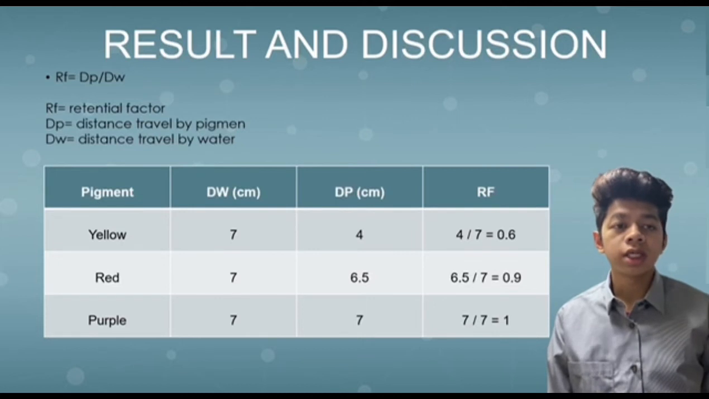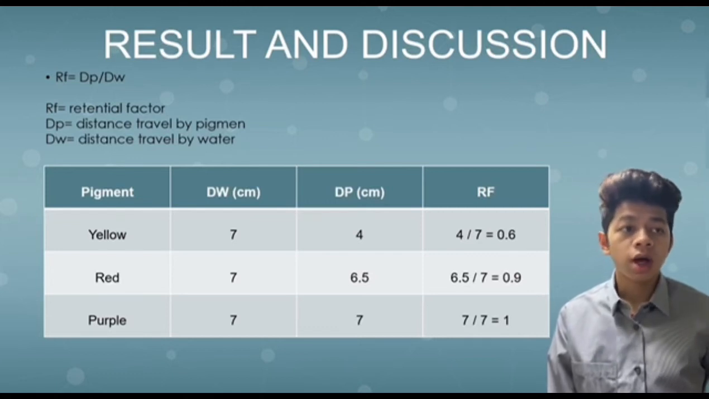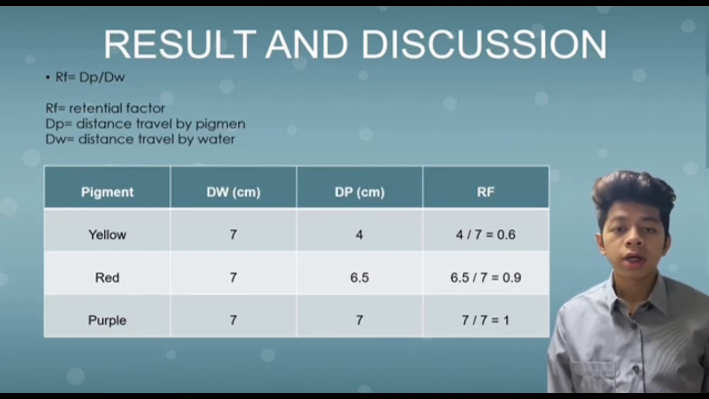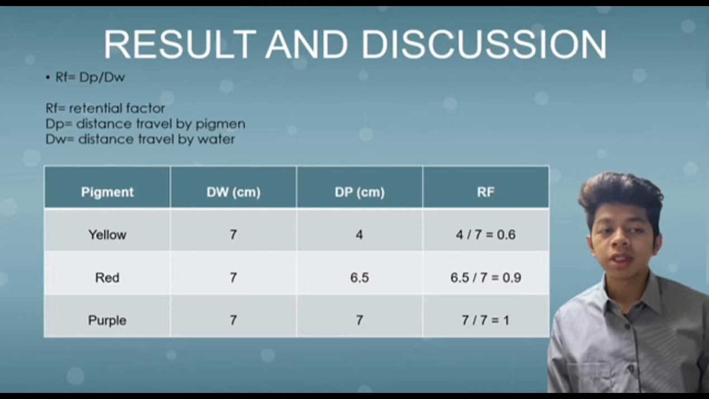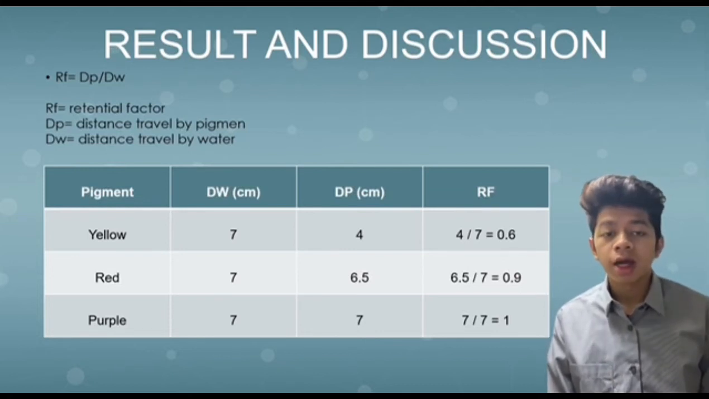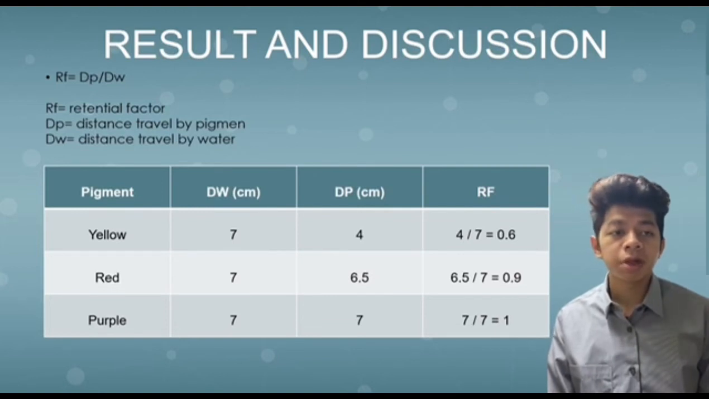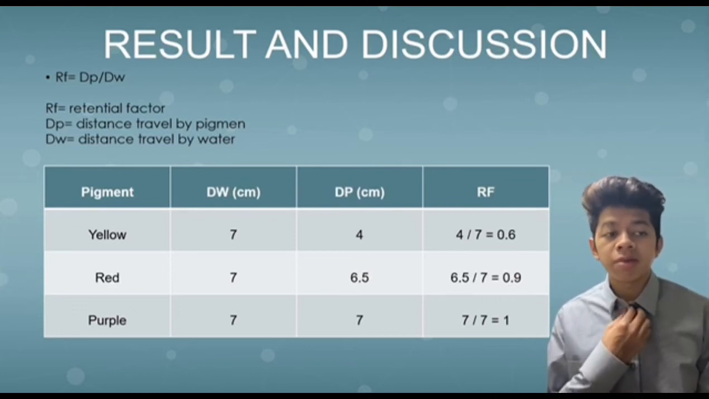So for the calculation, dW is the same, which is 7 cm. For the yellow pigment, the distance traveled is 4 cm, so the RF is 4 divided by 7, which is 0.6. For the red pigment, it traveled 6.5 cm, so the RF value is 6.5 divided by 7, which is 0.9. And the last one, the purple pigment traveled 7 cm, the same distance as the water, so the RF value is 7 divided by 7, which is 1.